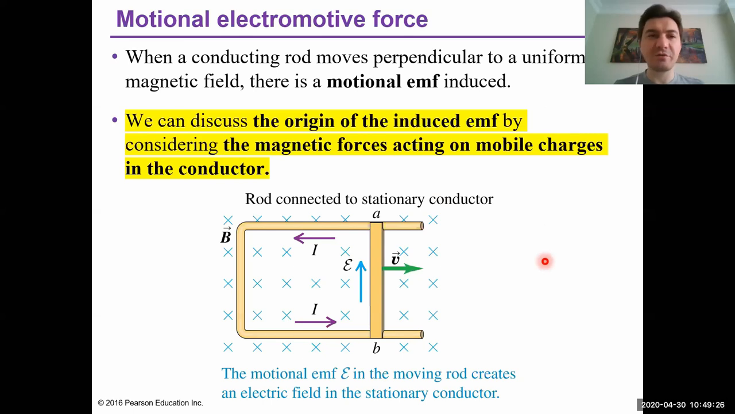Today we will continue with motional electromotive force, which we learned during the last lecture. What we have here is a U-shaped conductor and a conducting rod, and we move that conducting rod to the right with some certain velocity, and there is a magnetic field into the page. Whenever we move the rod, an electromotive force and an associated current are induced within the system, within the circuit.